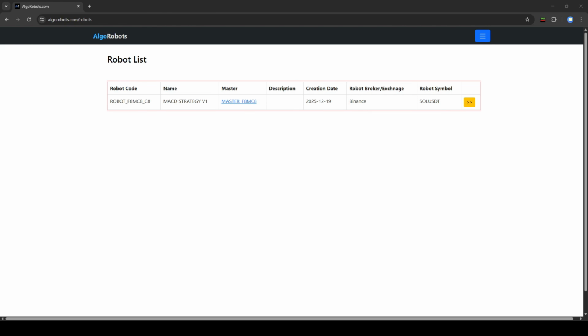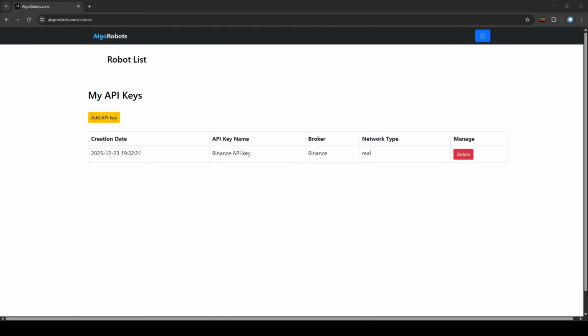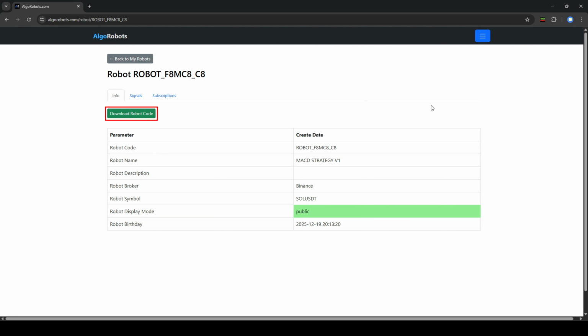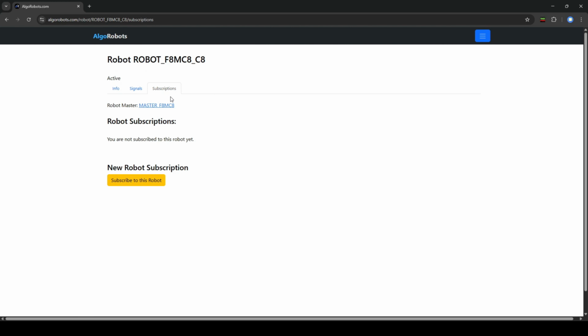Finally, you can download the source code and copy trade the strategy at AlgoRobots, the marketplace where you can subscribe to others or even publish your own. Remember, before trying to subscribe to any published strategies, you need to load your API keys. Currently, we support Binance and Bybit, with MetaTrader coming soon. Once you have your subscription ready, you'll find the Download Robot Code button right there in the Robot section.